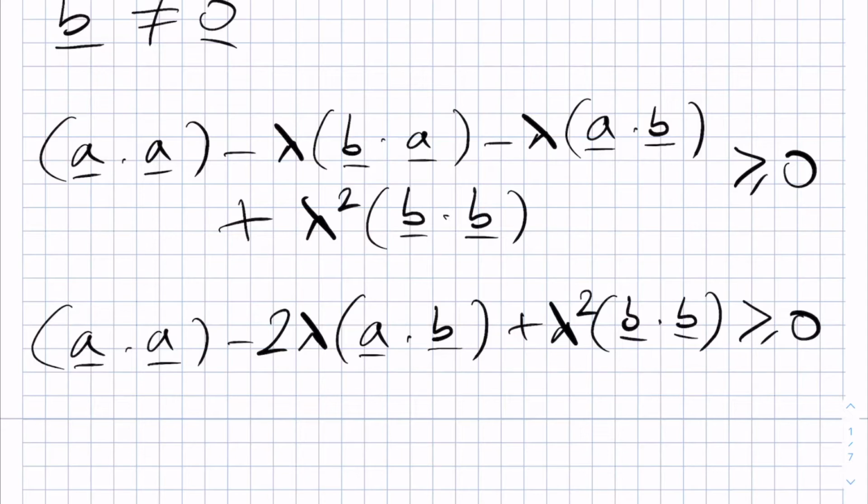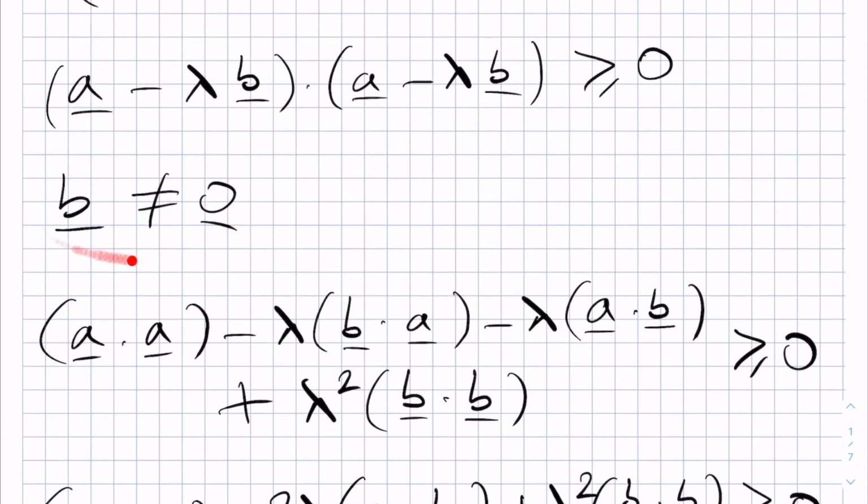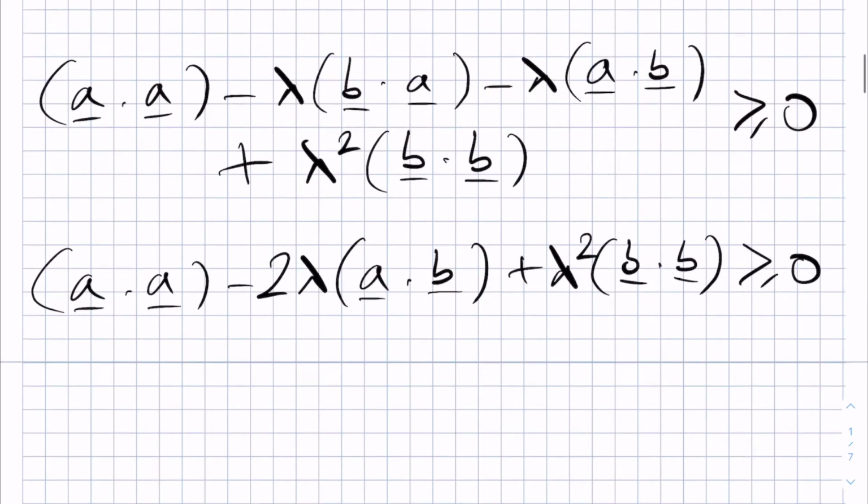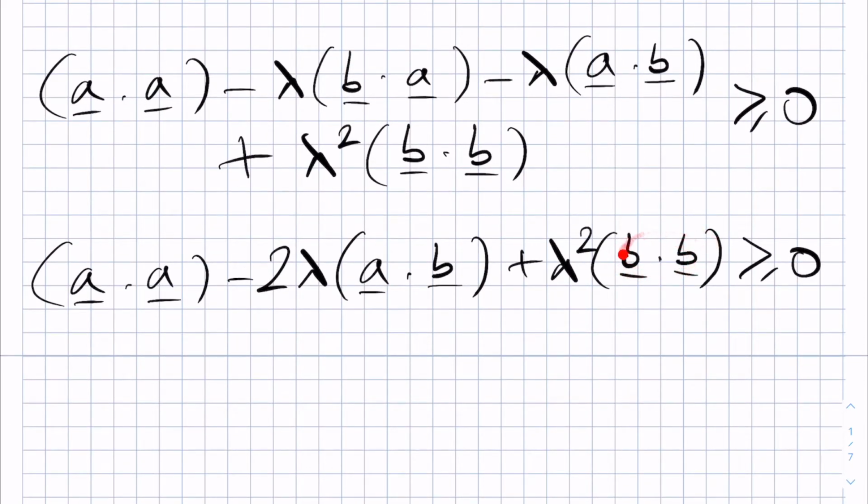We note that the left-hand side of this inequality is a quadratic in lambda. It is a positive quadratic, like y equals x squared, rather than y equals minus x squared, since b dot b is positive. We assumed earlier that b was not the 0 vector, and so therefore b dot b will not be equal to 0. So we have a positive quadratic in lambda.